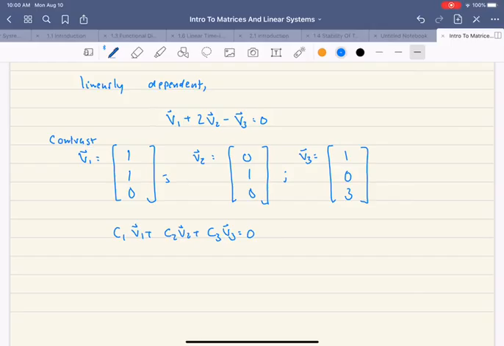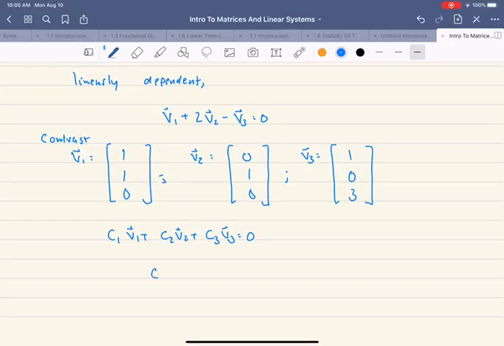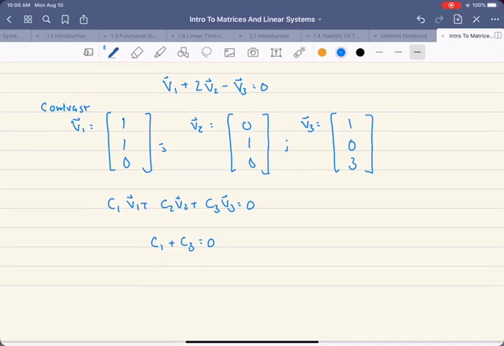That's going to mean the first row is c1 plus c3 equals 0. The second row is c1 plus c2 equals 0. And the third row is 3 c3 equals 0. Now, if I try to solve this system, I'm going to end up getting that c1, c2, and c3 all have to equal 0. So these three vectors are linearly independent.